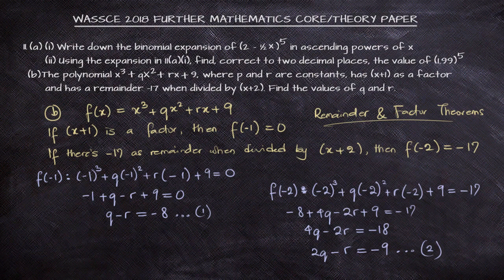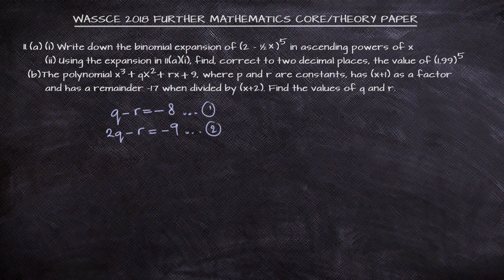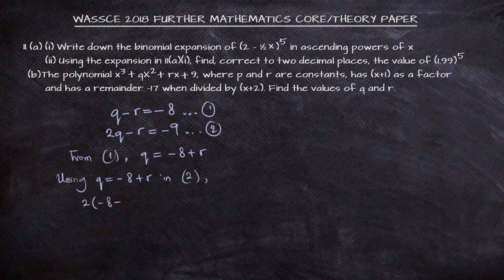So if I want to write out this, I can clear my board. I have q minus r is minus 8 and 2q minus r is minus 9. I can use any method. Let me say from equation 1, I can get my q to be minus 8 plus r. And if I use q is minus 8 plus r in equation 2, I will have 2 into minus 8 plus r, minus r, is equal to minus 9. 2 times minus 8 is minus 16, plus 2 times r is 2r, minus r is equal to minus 9.